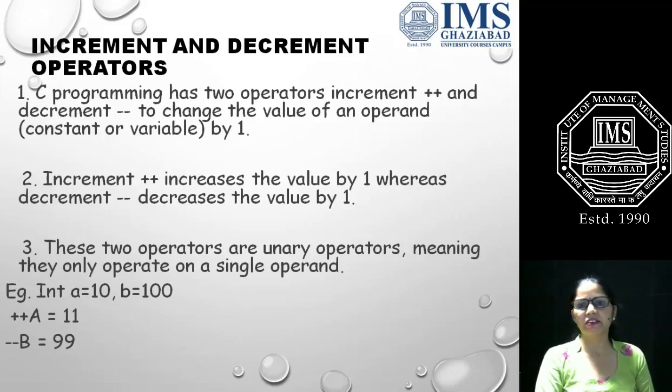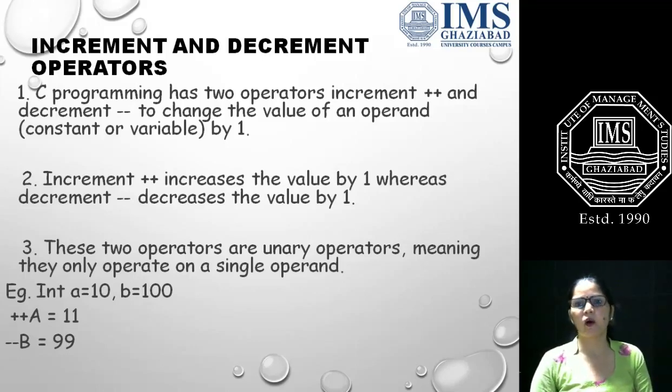Then we have the increment and decrement operators. C programming has two operators, plus plus and minus minus. Plus plus is the increment operator and minus minus is the decrement operator. And one more thing, increment and decrement operators are unary operators. Now what is the meaning of unary operator? Unary operator means they operate only on a single operand.